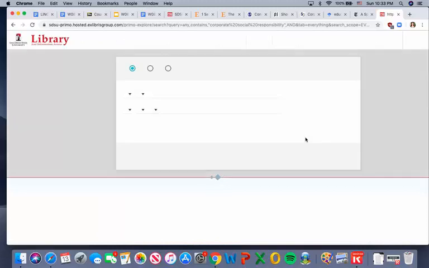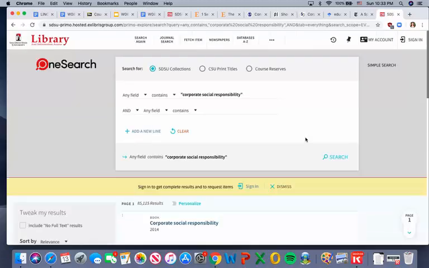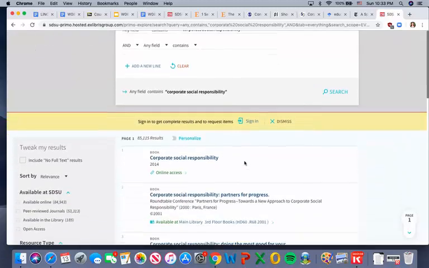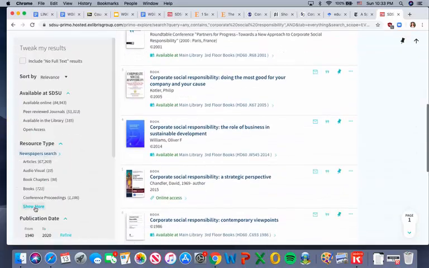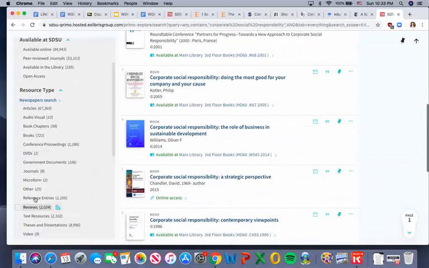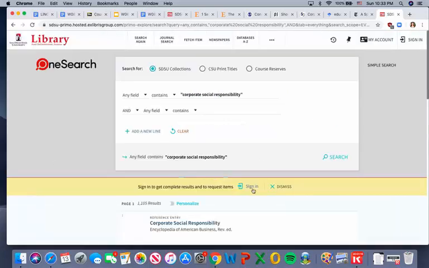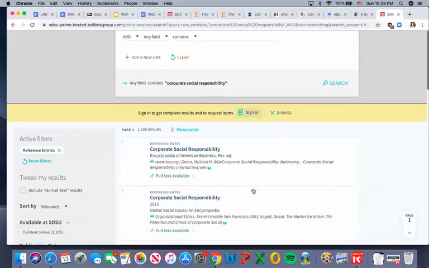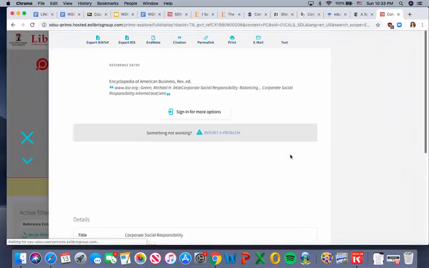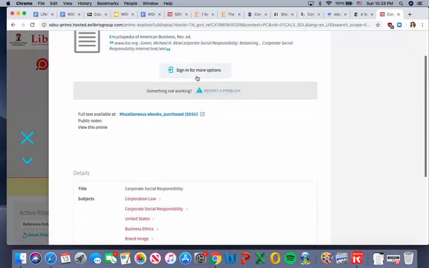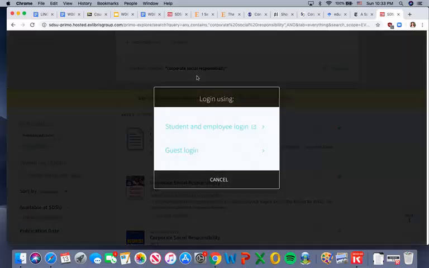Again, what we're trying to do right now is find an encyclopedia definition, and we've got to help with that. I'm going to go over to the resource type and specifically select reference entries. Okay, and what comes up is corporate social responsibility, the Encyclopedia of American Business. So I'm going to use that. Just click on that. It wants me to sign in, so let's sign in.